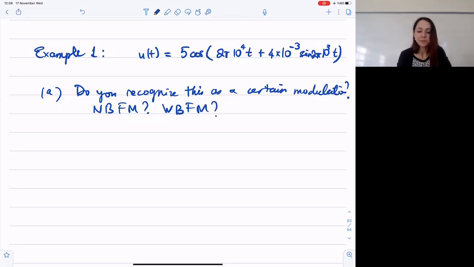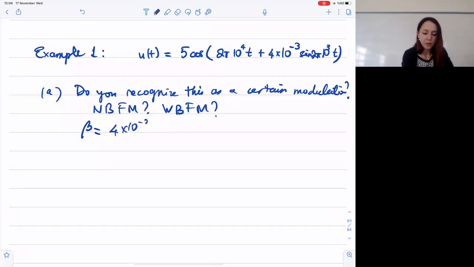How do we check? Where's the beta? All right, so beta here is by definition 4 times 10 to the minus 3, which is much less than 1, right? So this is a narrowband FM waveform. Agreed?